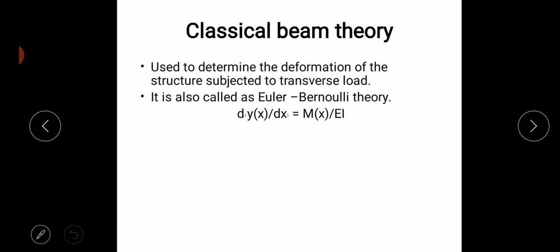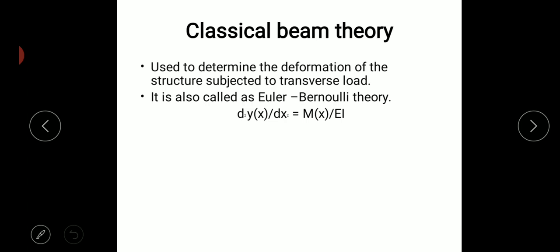So I repeat it once again. It is based on the concept of simple bending theory. You have derived the bending stress equation, that is M by I is equal to E by R, that is equal to sigma by y, in order to determine the deformation. That equation derivation is called the Euler-Bernoulli equation. Here we have represented another form of the Euler-Bernoulli equation, that is d square y by dx square of x is equal to M by EI of x.